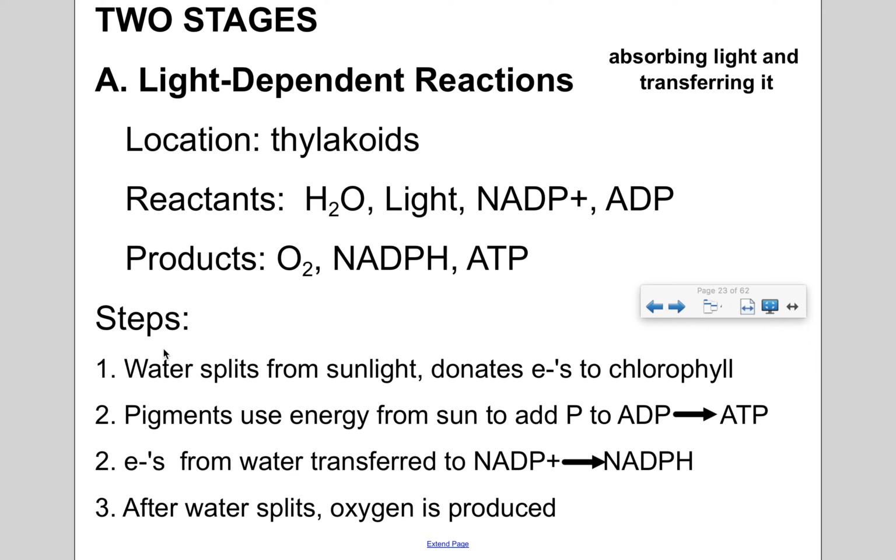So the steps are kind of simple here. Water splits from sunlight, and it's going to donate electrons to the chlorophyll. Pigments, like chlorophyll or carotenoid, are going to use energy from the sun to add phosphorus to ADP to make ATP. The electrons that came from when water splits are going to be transferred to NADP+ and become NADPH. After the water splits, oxygen is going to be produced. So that's how all of these reactants are used to make these three products. Here's my ATP, here's my NADPH, and there's my O2.